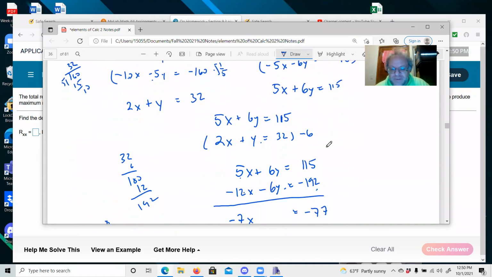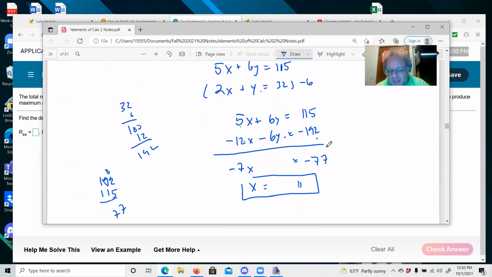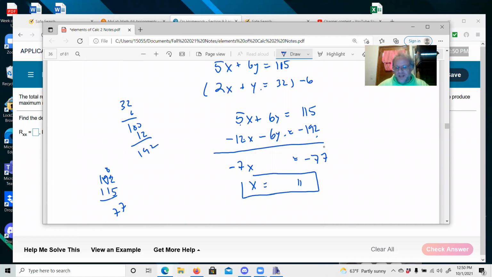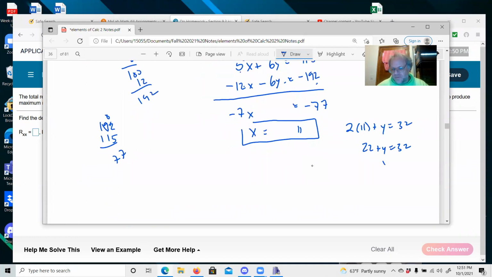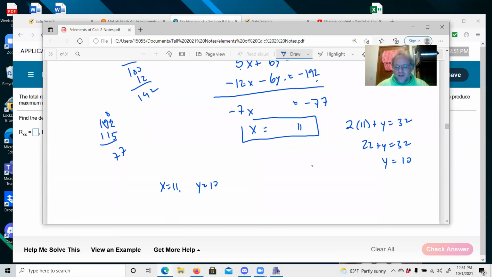So put it back into any of the equations you want. I would suggest the smaller ones. So we have 2 times 11 plus y equals 32, putting it back into this equation. 22 plus y is equal to 32. Y is equal to 10. So we have x equals 11, y equals 10. All right, that's my critical point.